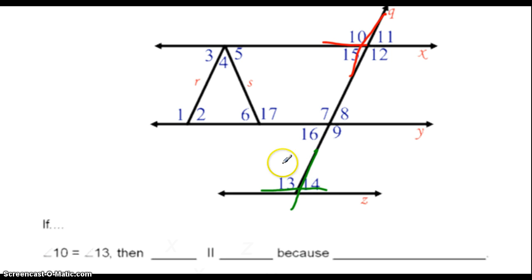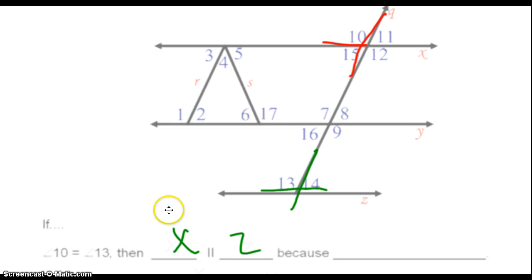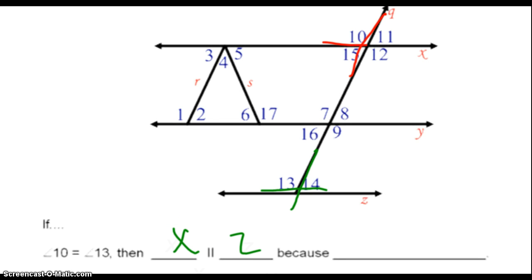If I picked up these four and put them on top of these four, then they would be corresponding. So 10 and 13 are corresponding. As long as we're showing that they're congruent, then I can say Q is the transversal, the lines are X and Z, and the reason is because corresponding angles are congruent.